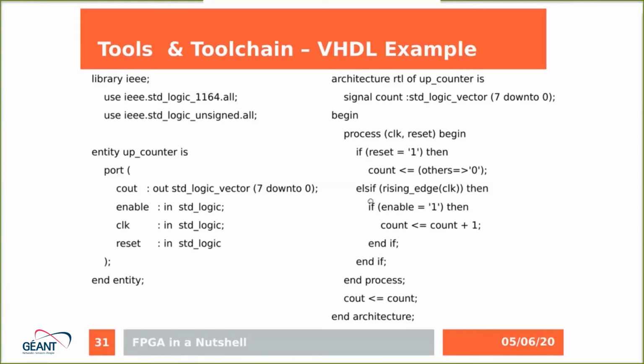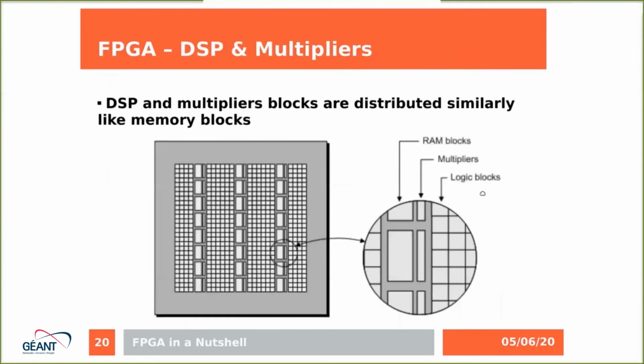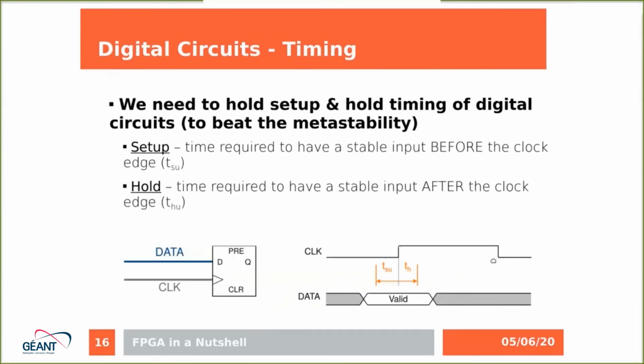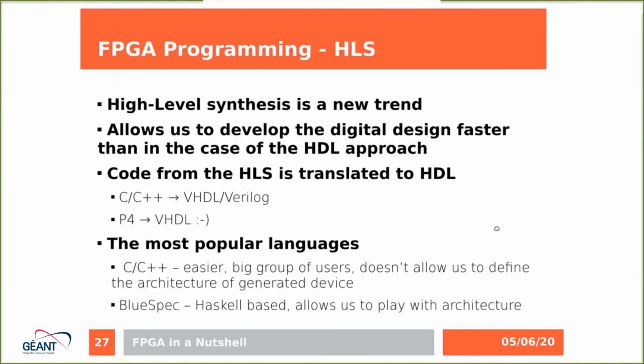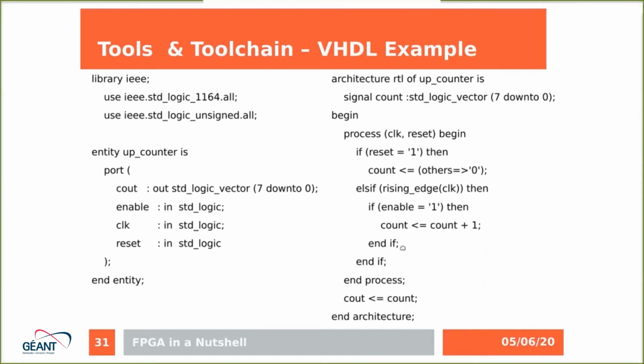Else, if we detect the rising edge of the clock signal, the rising edge is this, and this is the falling edge. Then we start this if statement, and if the counting is enabled, then we will count up. And on this line, you can see the assignment of the internal signal, which is this one, to the output. So this is the example of the HDL.